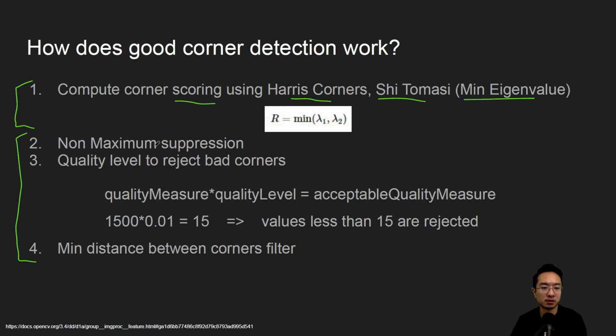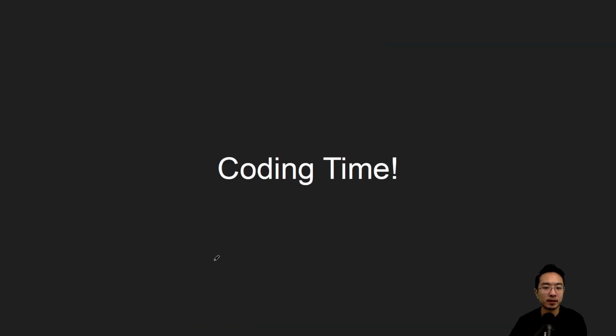Typically you'll do some non-maximum suppression to find the best peak in the region. And then some additional things this function does: there's the quality level, which rejects bad corners. The idea is you will have some quality measure and some quality level, and values less than the product of that, which is the acceptable quality measure, are rejected. And there's a minimum distance filter. If some corners are too close, they'll be rejected.